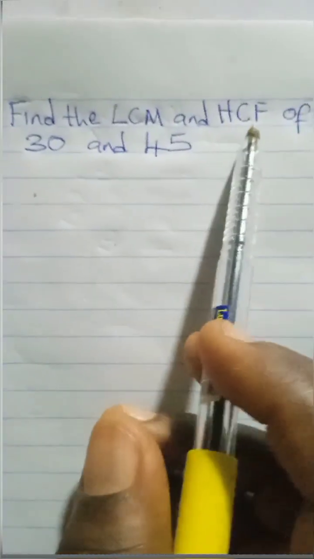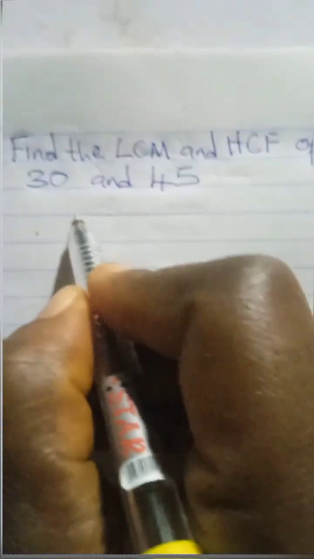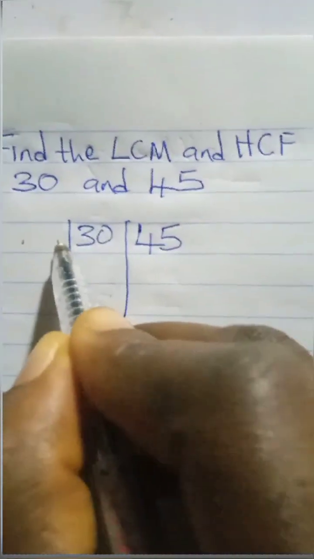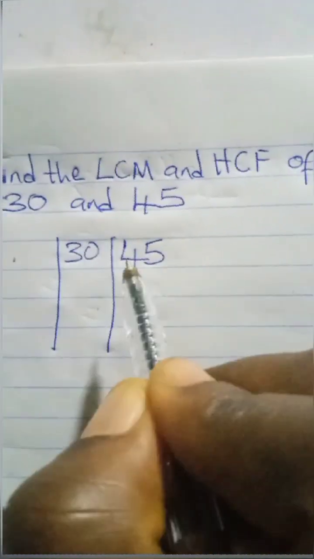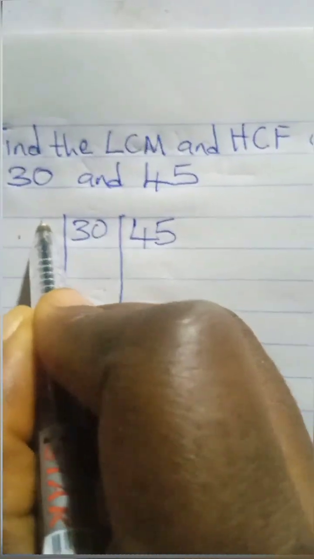Find the LCM and HCF of 30 and 45. So as I have explained it, I bring 30 and 45 here. Now I'm going to look for what will divide 30 and 45 together. If I choose 2, 2 can divide 30, but it cannot divide 45. So I'm not going to go with 2. Now I'm going to go with 3. 3 will divide 30 and it will give me what? 10. If you divide 45, it will give 15.